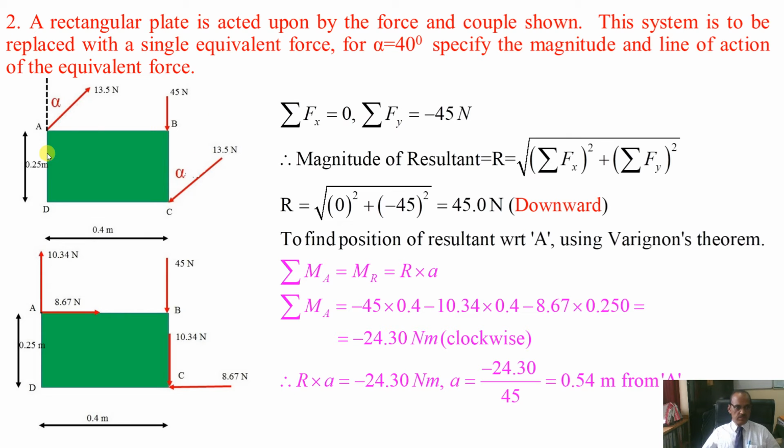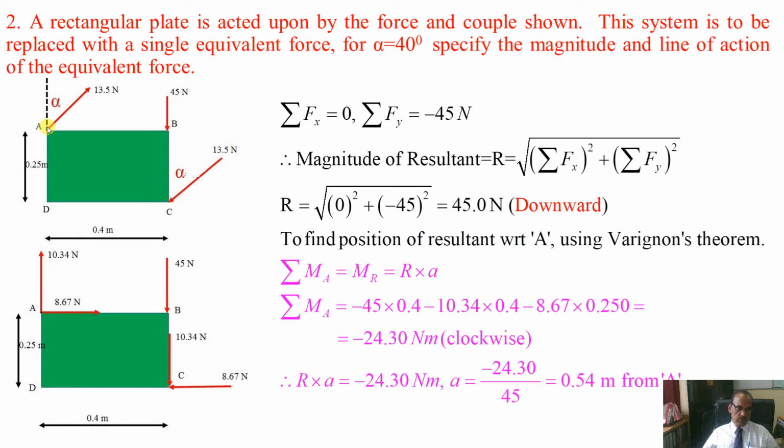Let us consider a rectangular plate acted upon by the force and couple shown. The system is to be replaced with a single equivalent force for alpha equals 40 degrees given. Specify the magnitude and the line of action of the equivalent force. So here, first you resolve these inclined forces. This alpha and this alpha are the same, 40 degrees. Now you can first resolve these forces.